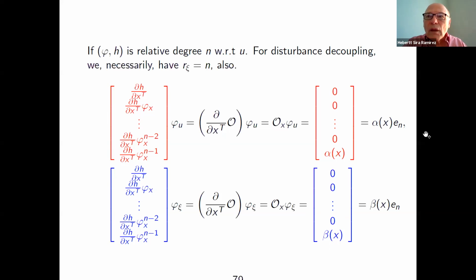Therefore, if En represents the unit vector in n dimensions pointing in the last coordinate, the product of this matrix constituted by these row vectors times this column vector gives you this vector, in which alpha of x is just the relation linking the input and the output. This is, in some books, called the controllability of the system, this particular scalar factor.